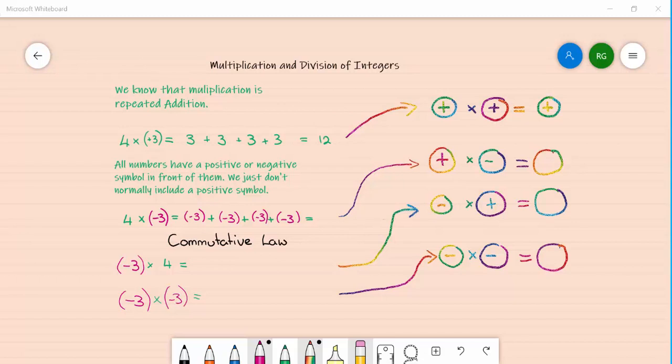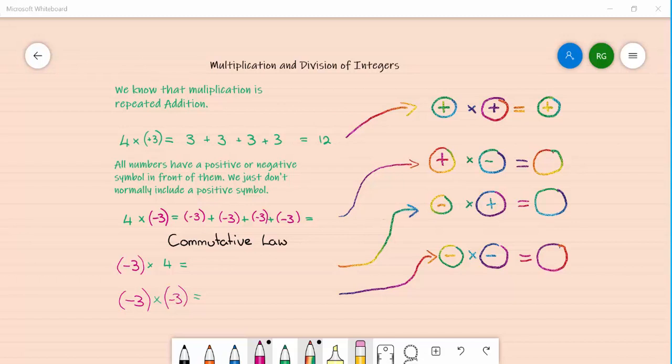Today we're going to be looking at multiplication and division of integers. Remember that an integer is a whole number, so not a decimal or a fraction. I've included some important notes here, and today's lesson is going to be really important and fundamental to our understanding of multiplying positive and negative integers.